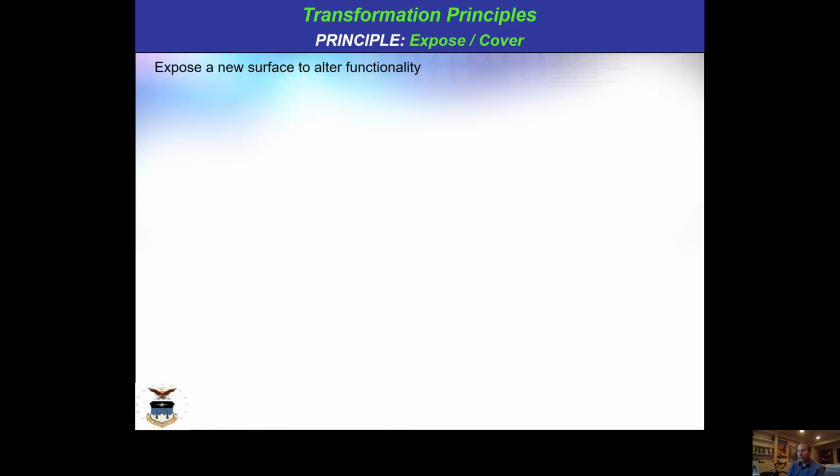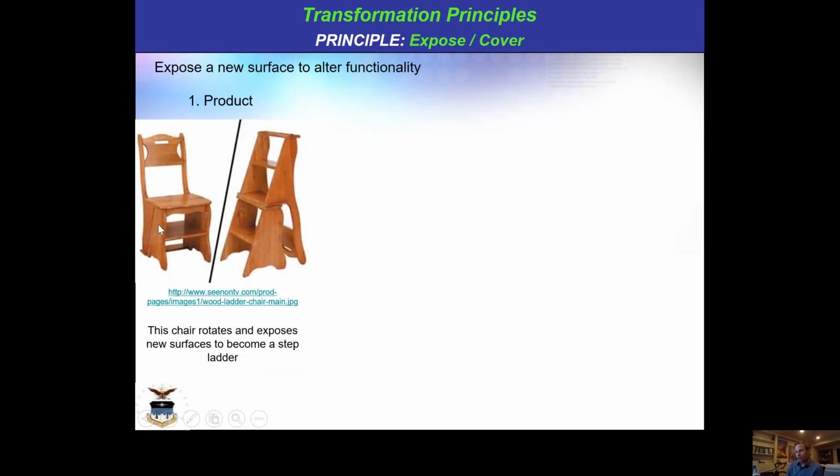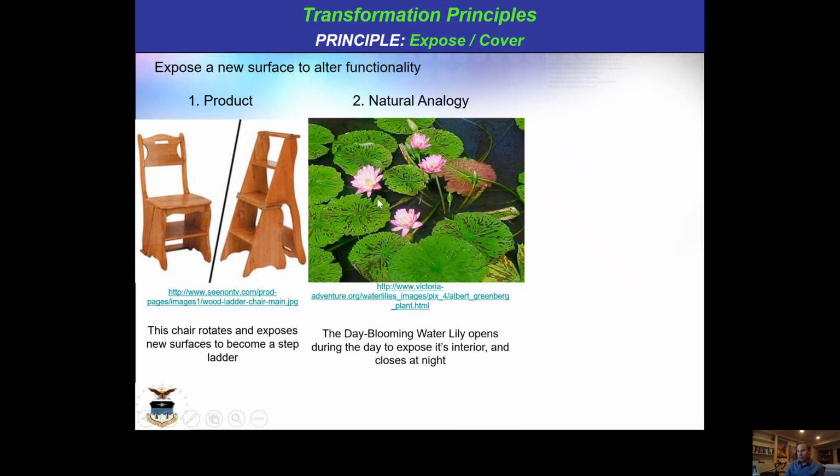Okay, so the next one is expose and cover. This one's a bit challenging, harder to understand. So this is a cool example. This is a chair that can fold and form a ladder. What we're doing here is by folding the chair, we're exposing a surface that wasn't available before, and the surface is these 5 steps. Another example from nature is the lily pad. It exposes that green surface, which allows it to collect light from the sun and do all that cool chlorophyll thing.